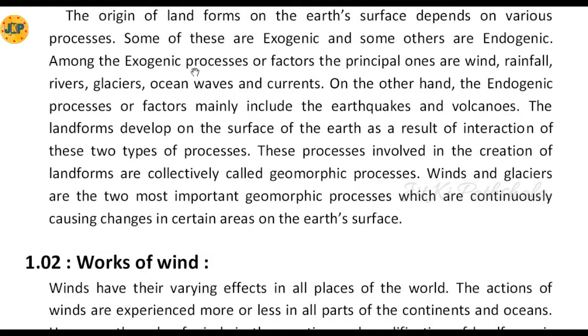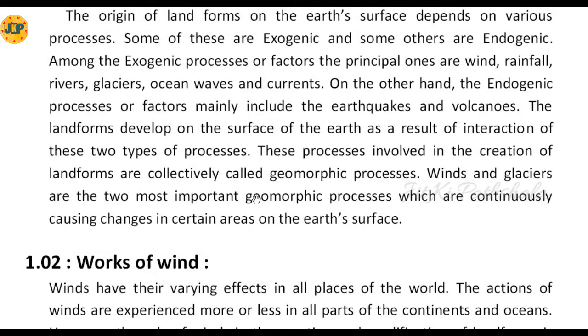Among the exogenic processes or factors, the principal ones are wind, rainfall, rivers, glaciers, ocean waves and currents. As I have already said, exogenic factors are those which we can see on the earth surface. That means exogenic processes are clearly visible to our eyes. Some of the factors of exogenic process are mentioned here, like wind, rainfall, rivers, glacier, ocean waves and currents. On the other hand, the endogenic processes or factors mainly include earthquakes and volcanoes. Okay, so in endogenic factors mainly two examples are given here. One is earthquakes and another one is volcano.